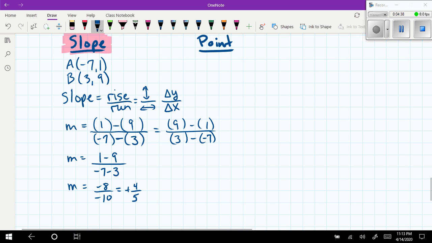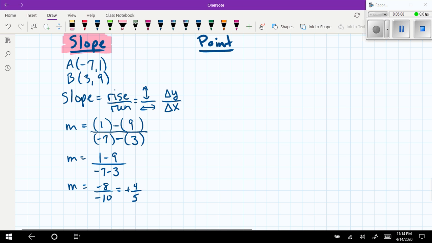So you get the same thing if you did this. 9 minus 1, see I said 8 so fast because I have that in my head. And on the bottom here, 3 plus 7. Well, 9 minus 1 is 8. 3 plus 7 is 10. Still, that reduces down to 4/5, right? So these are identical answers regardless of which order you chose to pick your y values first on top. So I'm going to erase this, so I only have one method sitting in there.